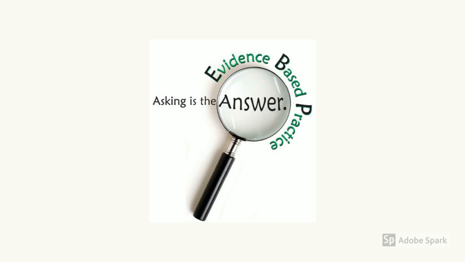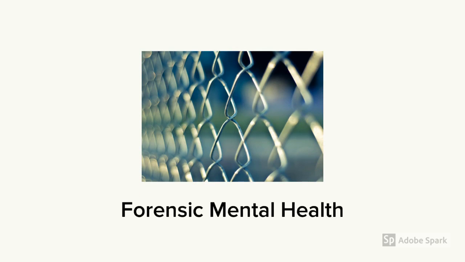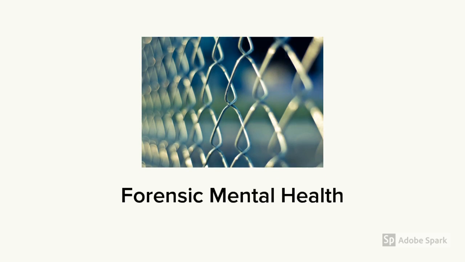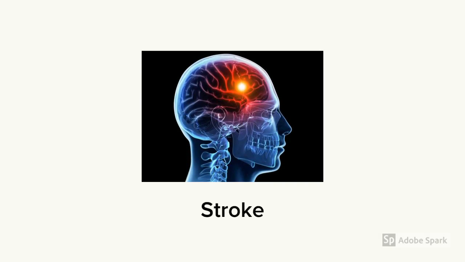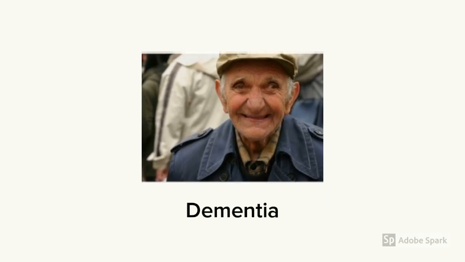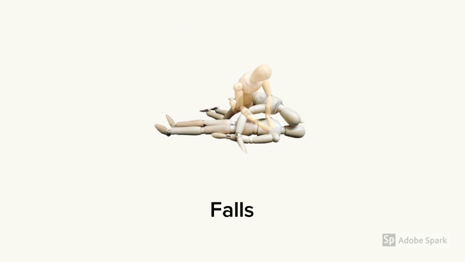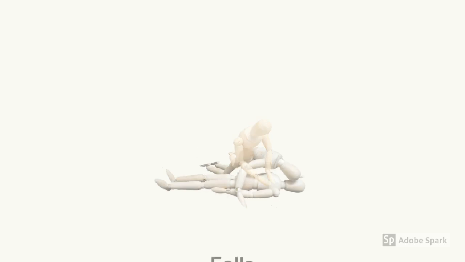The choice of health condition or health difficulty you make should be from one of the following 4 options: forensic mental health, stroke, dementia, or falls. You should structure your assignment in a logical way, making appropriate use of section headings as necessary.